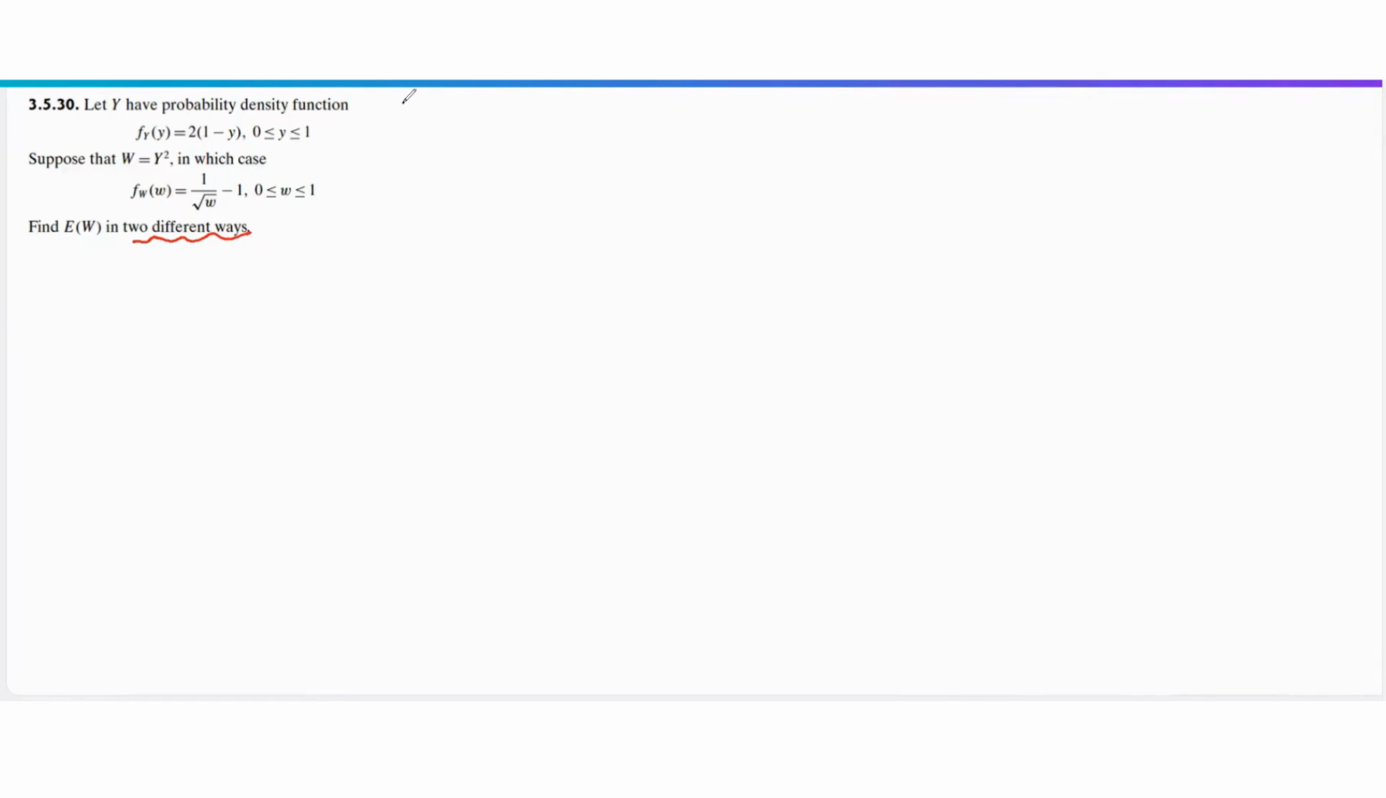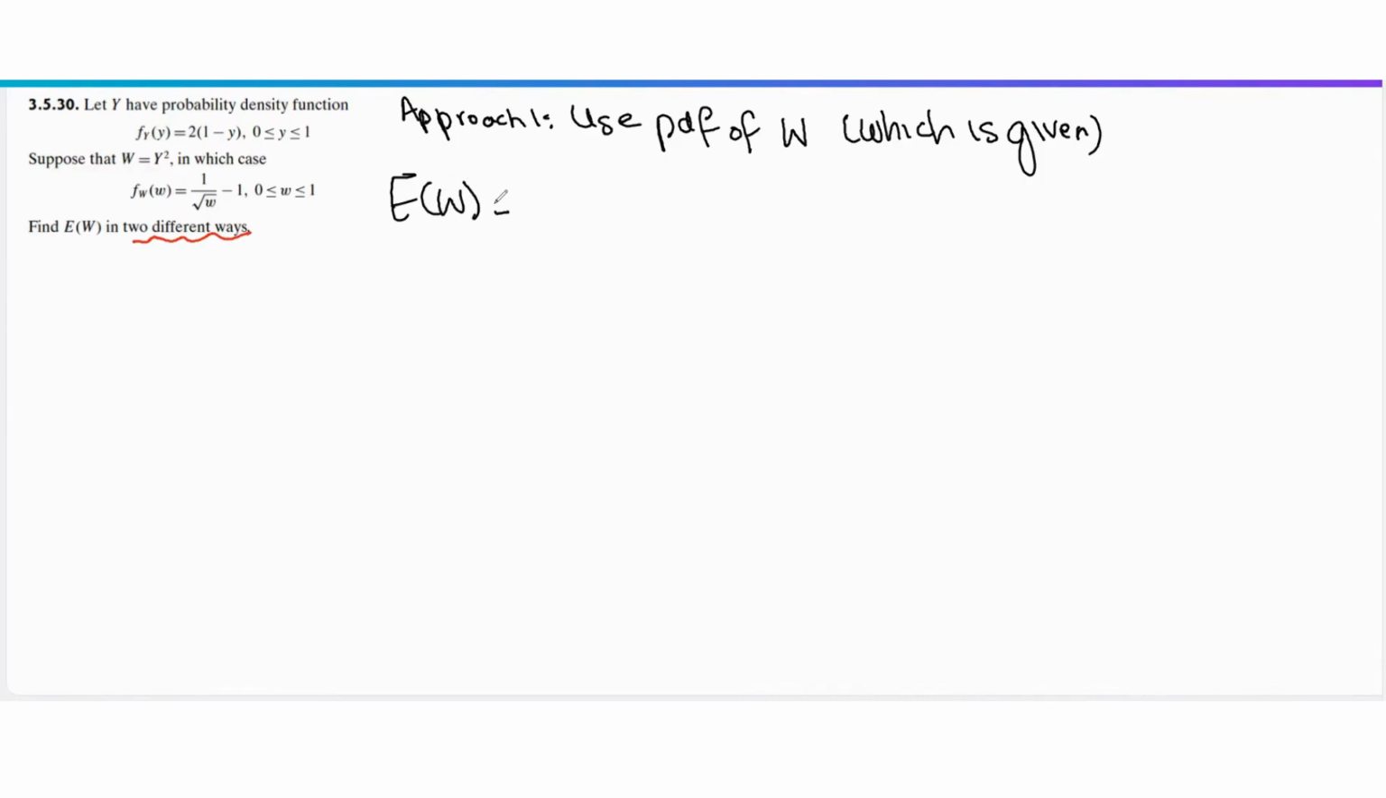So approach one is going to be: use the PDF of W, which is given, right? You're already given the PDF of W. We can use it to find the expected value of W, like we'd find the expected value of any continuous random variable. How do we find the expected value of any continuous random variable using its PDF? We integrate from minus infinity to infinity W times its PDF, which is f_W(w). So we're going to do this integral. This is how we find the expected value of any continuous random variable given its PDF.